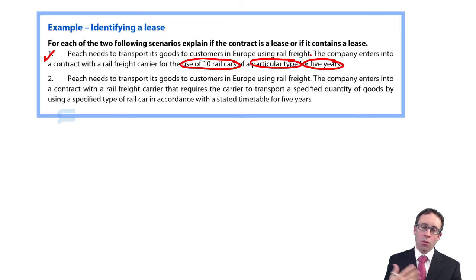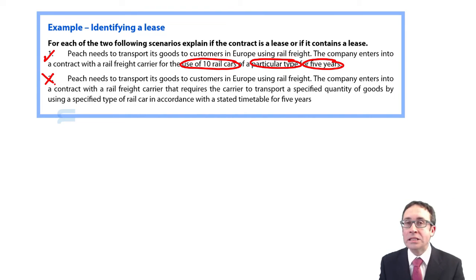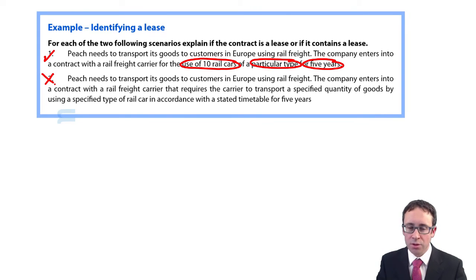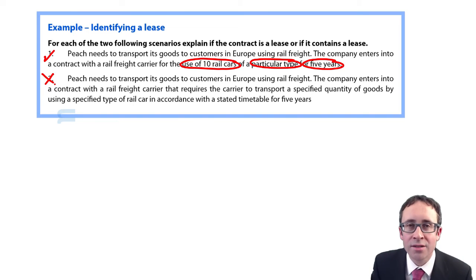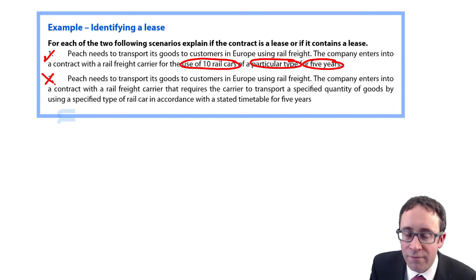So what have we got in number two? The answer to number two is that there is no lease. And if you read them, they are very similar. Peach needs to transport its goods to customers in Europe using rail freight. It's exactly the same sentence as the first scenario. The company enters into a contract with a rail freight carrier. Exactly the same as what we saw in the first one.